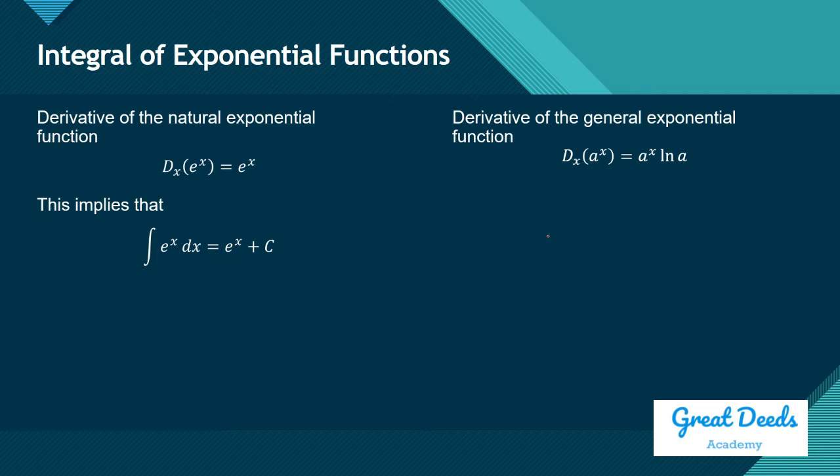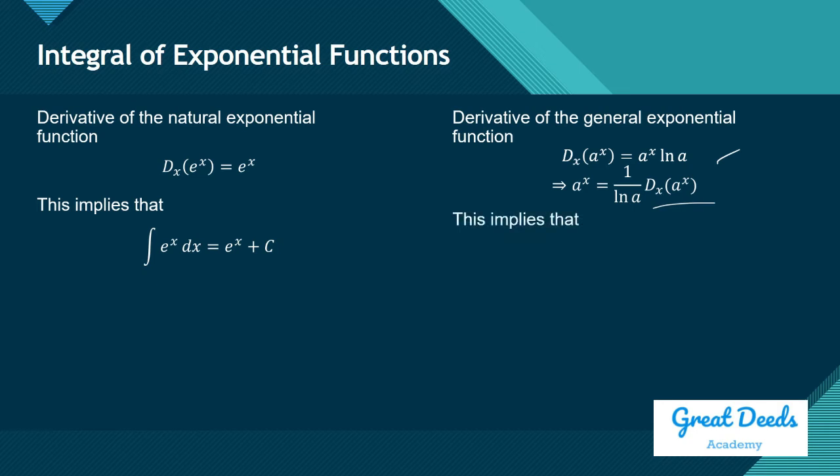Okay, we can apply this to your natural exponential function. So the derivative of e to the x with respect to x is equal to e to the x times ln of e. But you know that ln of e is equal to 1. So this is just e to the x. So from this equation, we can now write a to the x is equal to 1 over ln of a times the derivative of a to the x with respect to x.